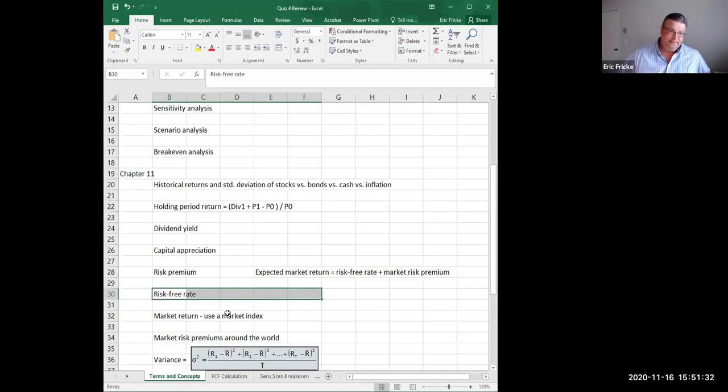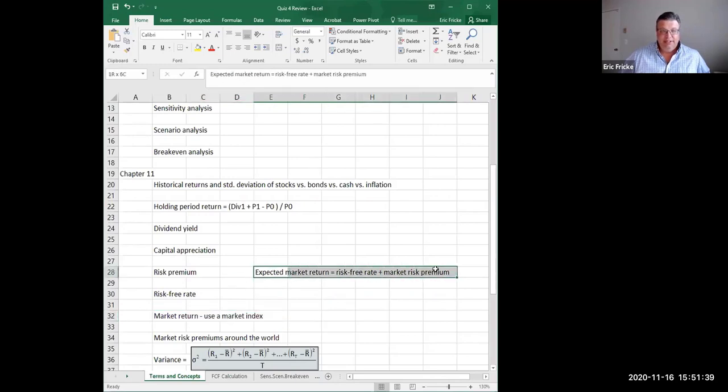And when we're talking about the expected market return, like we did in this equation up here, right? Because we want to understand how we could estimate what the market return might be on average in the future. And the way we do that is we combine the Treasury bill risk-free rate with the average historical market risk premium. And that gives us a way to estimate what the market return will be.